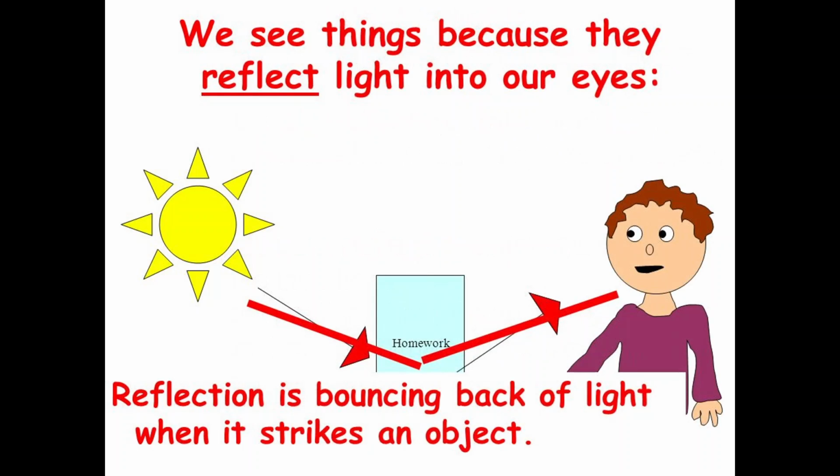We see things because they reflect light into our eyes. Reflection is the bouncing back of light when it strikes an object. So we are able to see all the things around us because the light falls on the objects from a source of light like the sun, bulb or a torch and it reflects back in all directions.